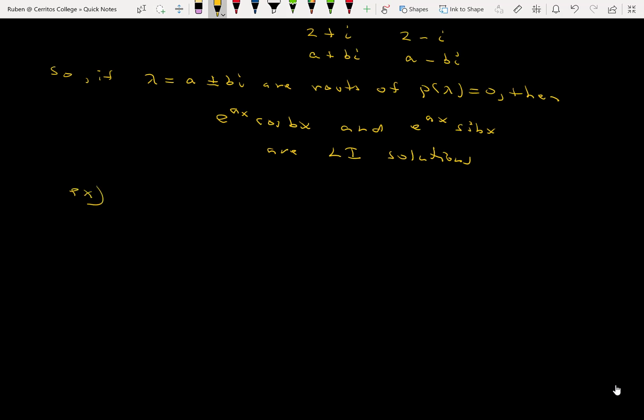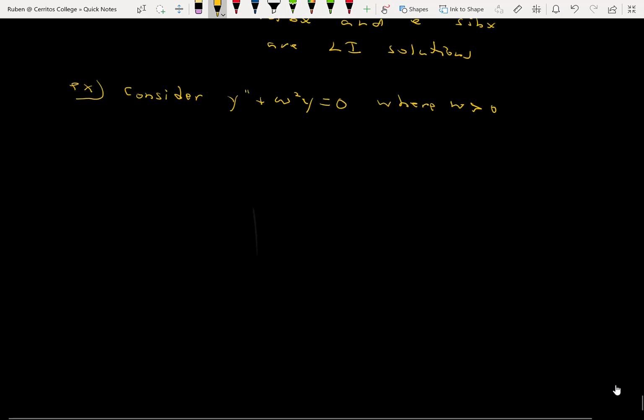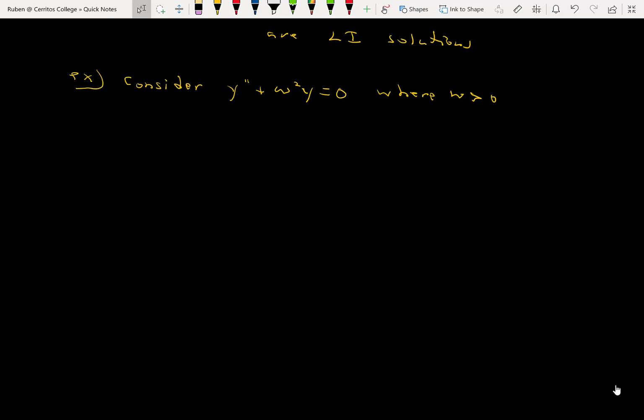So for example, let's consider y double prime plus omega squared y equals 0, where we'll assume that omega is some positive number. This isn't so important for us. The nature of omega is not terribly important for us. So let's solve this differential equation.